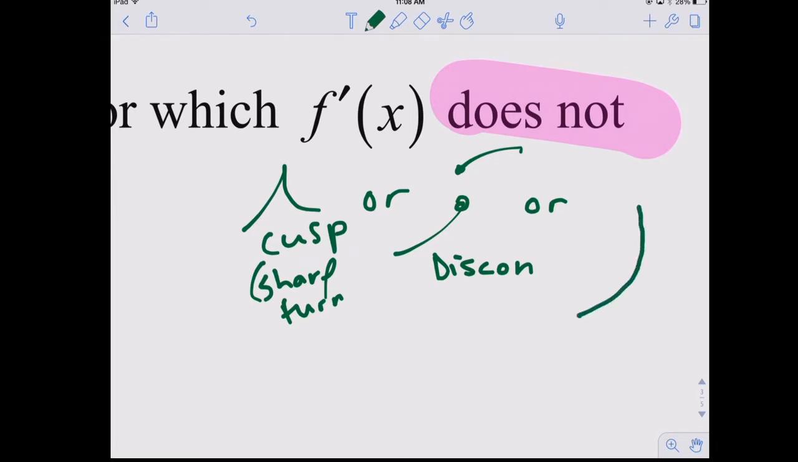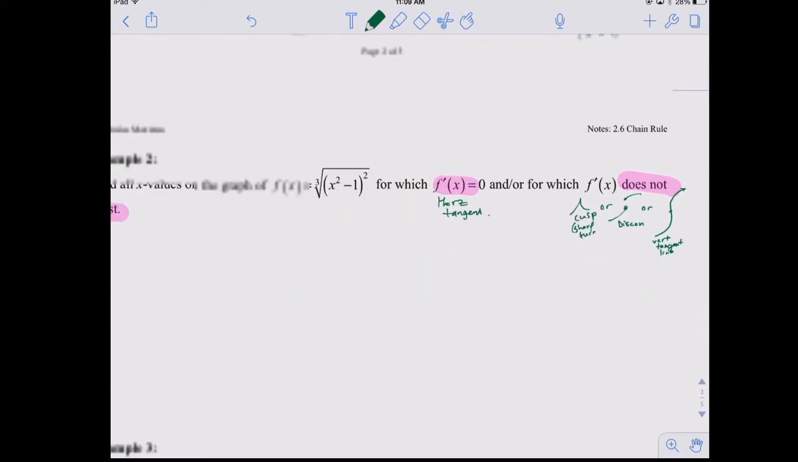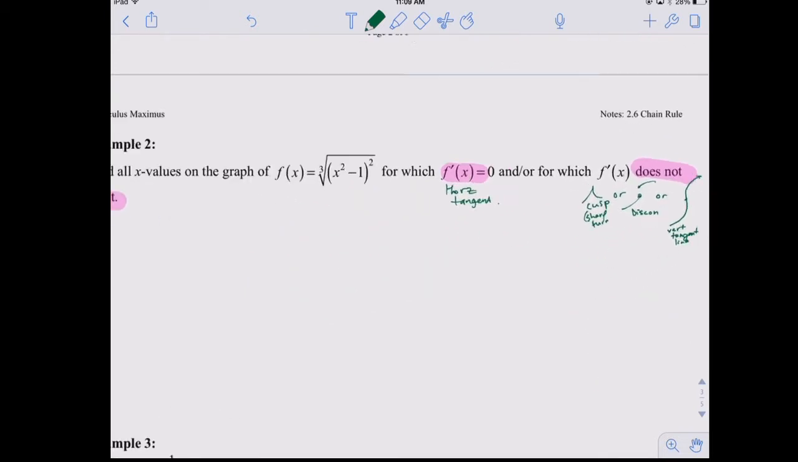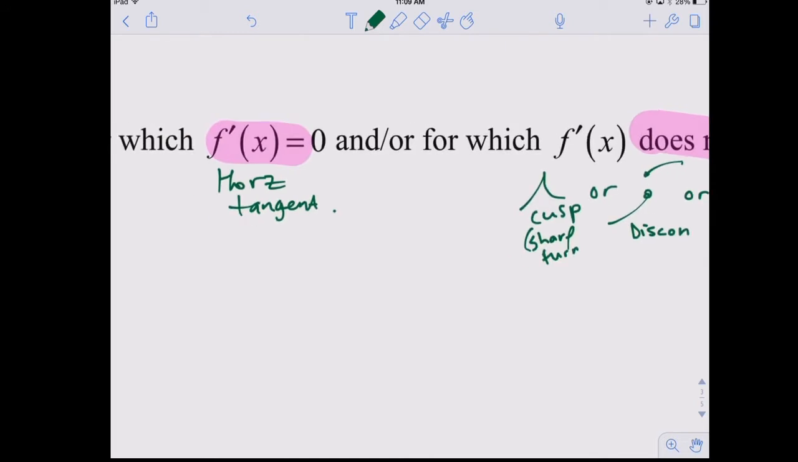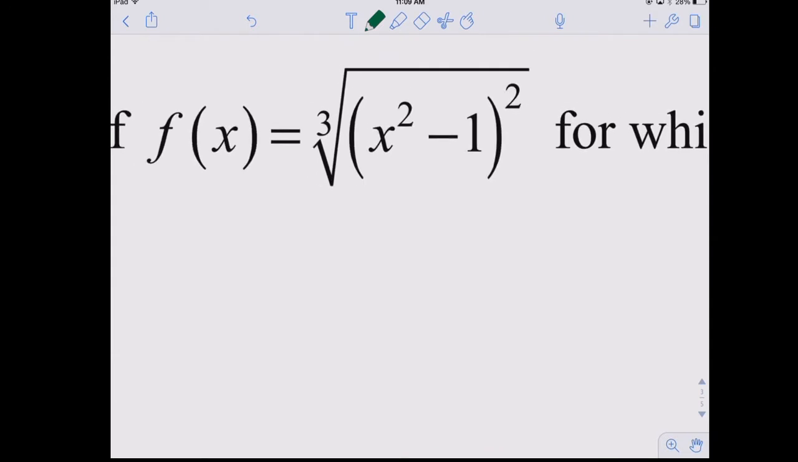A vertical, not asymptote, but tangent line. Those are the ones that are kind of tricky because it's smoothly connected, right? But it's an infinite slope. And those are important features of the graph. I guess for answering both those questions about F prime, we first need to find what? F prime. Well, we have F. Okay, let's do it.